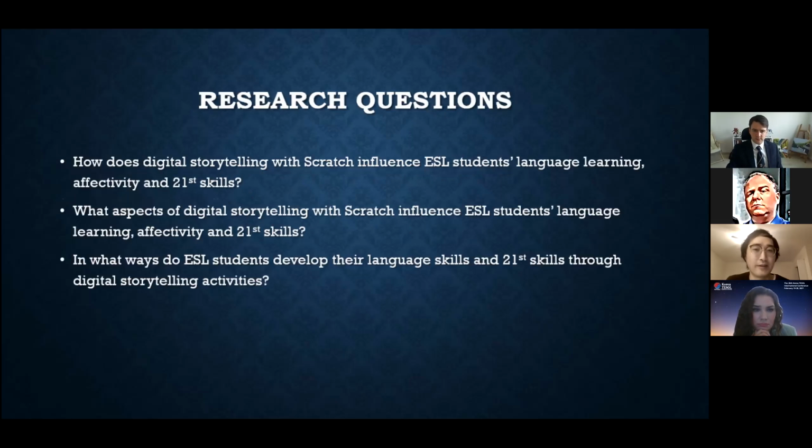So there are 3 research questions that I thought of. How does digital storytelling with Scratch influence ESL student language learning, affectivity, and 21st century skills? And what aspects of digital storytelling with Scratch influence ESL student language learning, affectivity, and 21st century skills? And in what ways do ESL students develop their language skills and 21st century skills through digital storytelling activities?